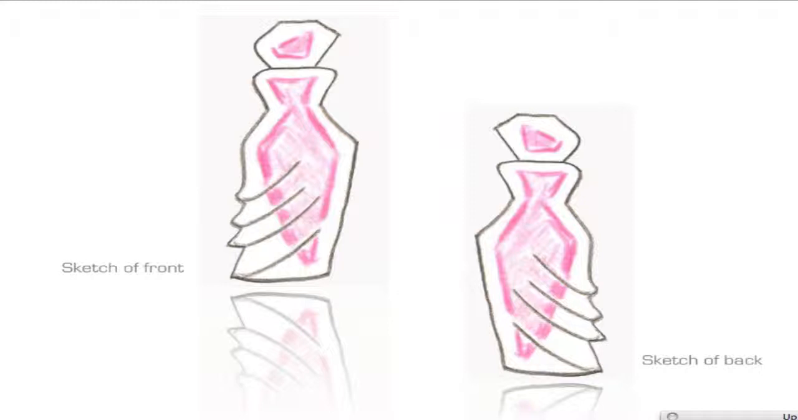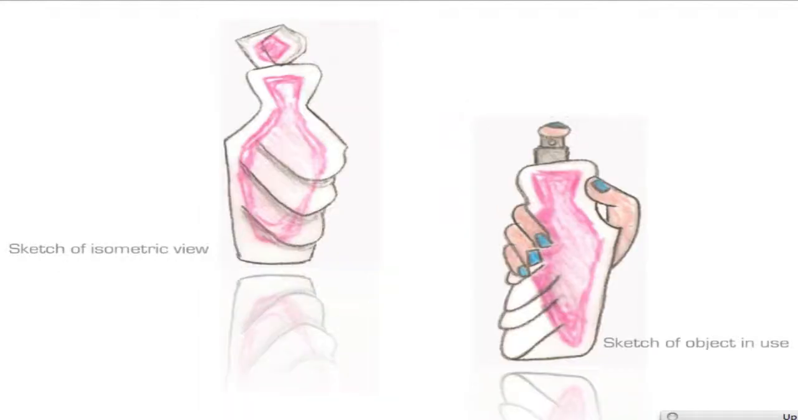So from these hand sketches, you can see that it has the very straight modern lines, a lot of asymmetrical aspects to it, but it also has the soft draping, so it still seems feminine even though it's more modern. And then here's an isometric and the object in use, which helps give you a scale to it.